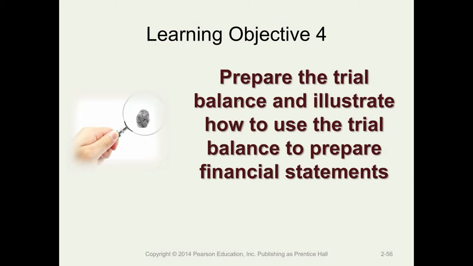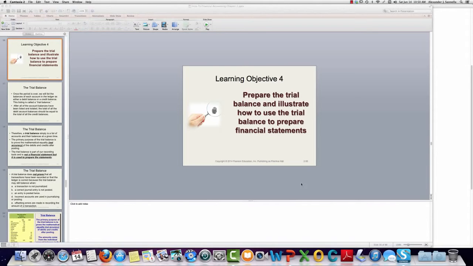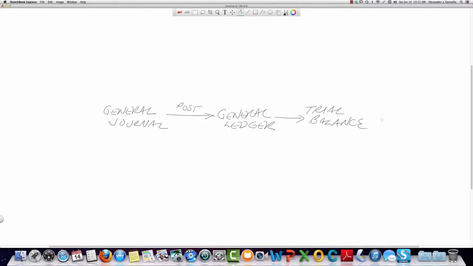So when we look at the sequence again, let me get you to the whiteboard. When we look at the sequence, we're going to see that we go from the general journal, then we post to the general ledger, and now we're going to add a trial balance. And then finally, the financial statements.